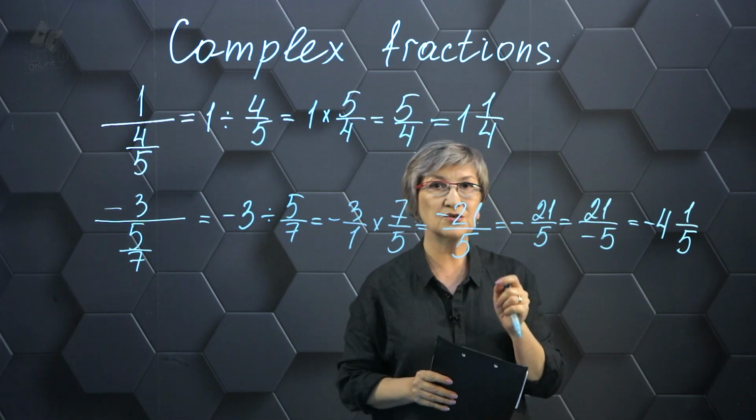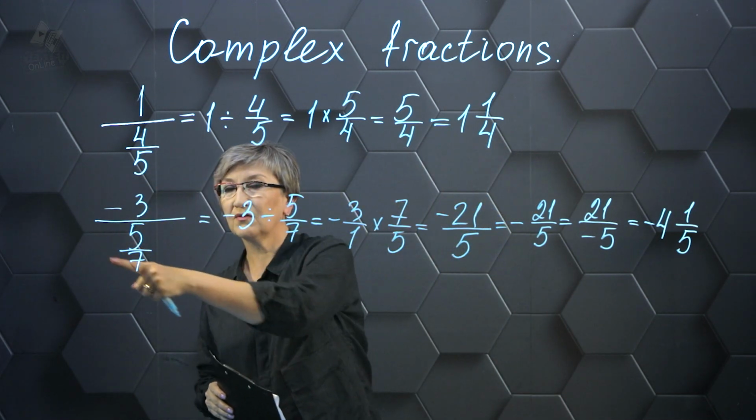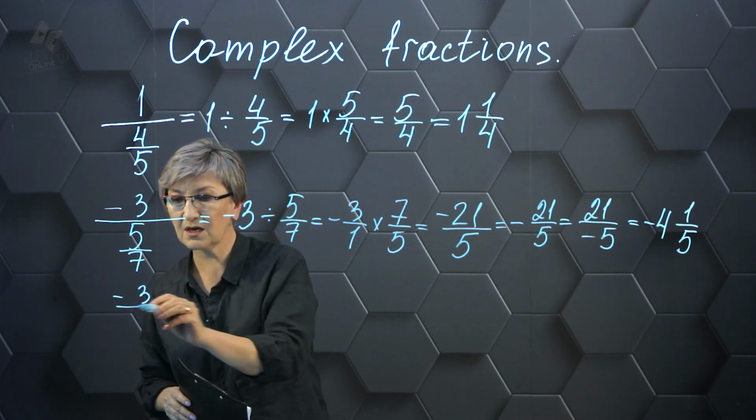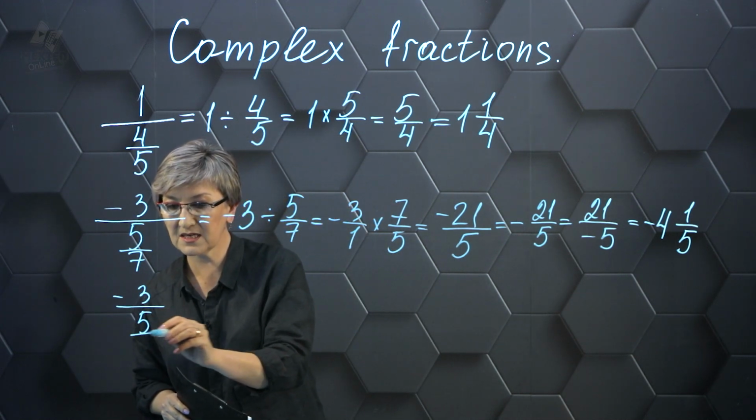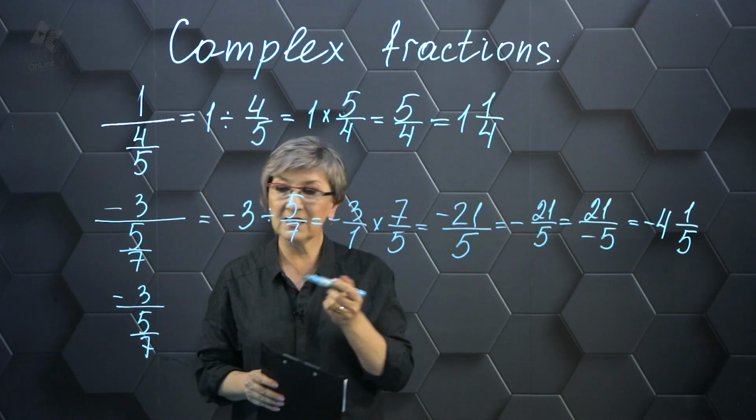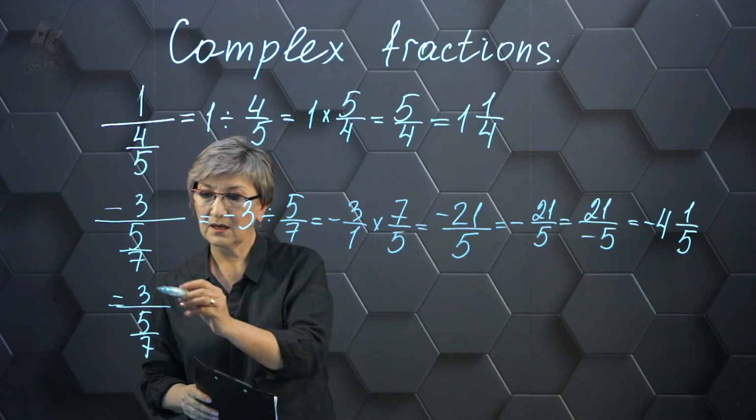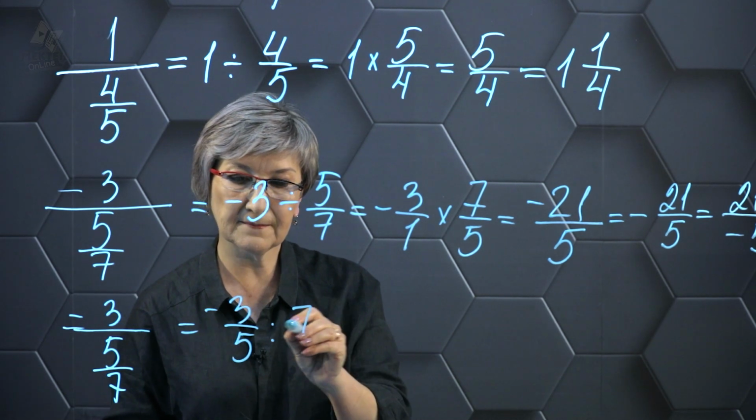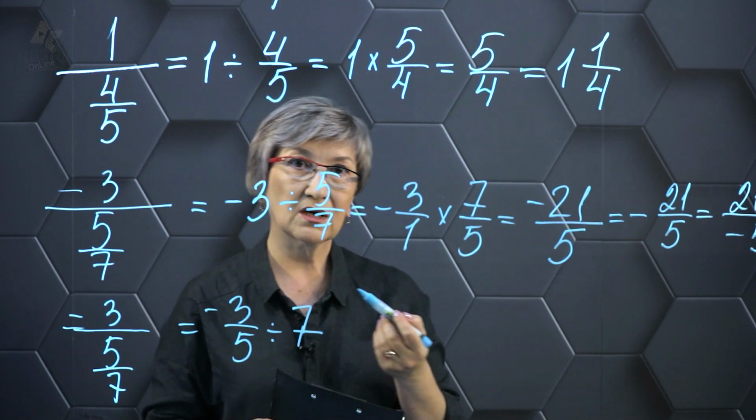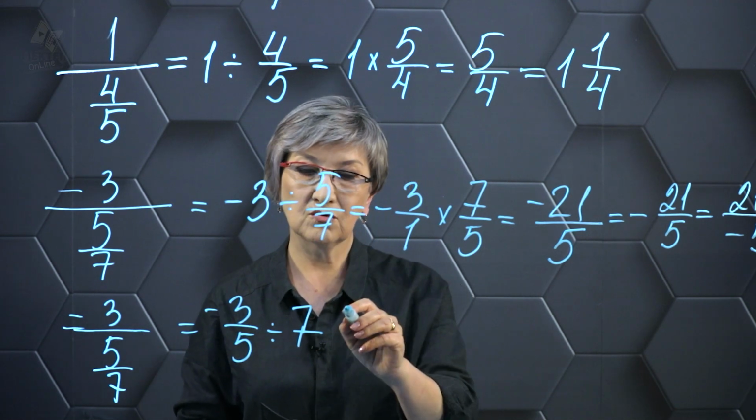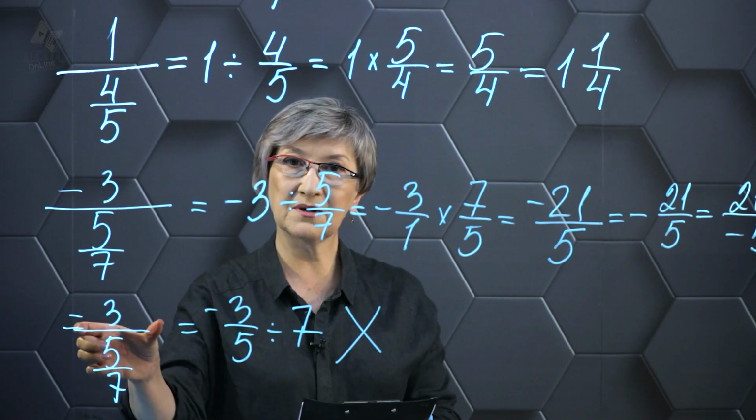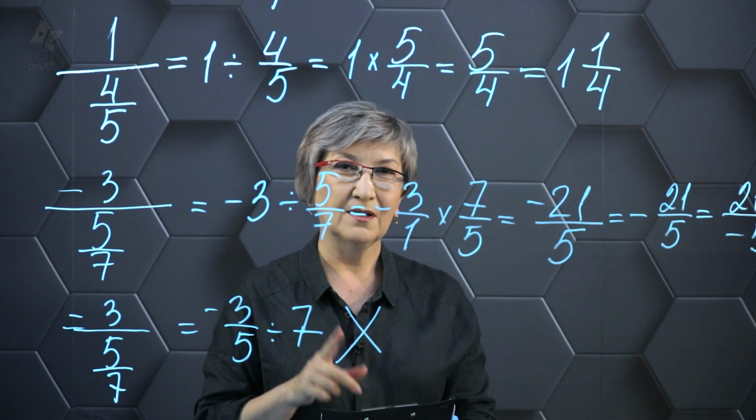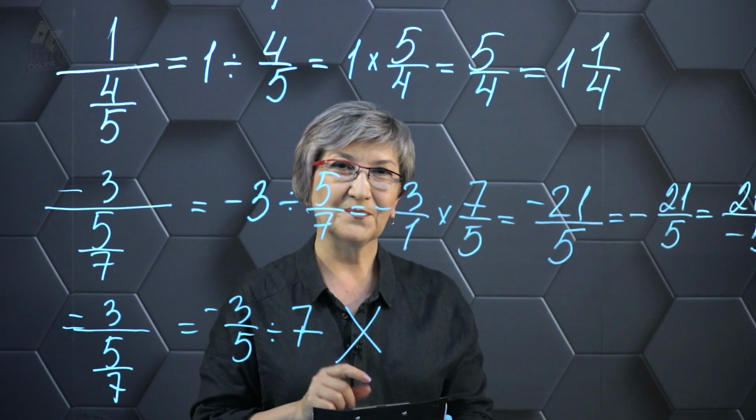But once again, I want to draw attention to the execution of the actions. If you write -3 in the numerator and 5/7 in the denominator, and you think that -3/5 has to be divided by 7, then you're making a mistake. You have to be careful and pay attention to the main fraction line. And this will be written in the condition.